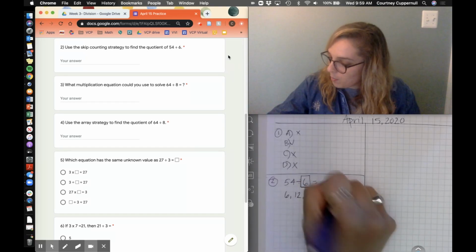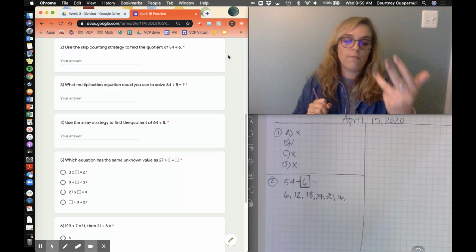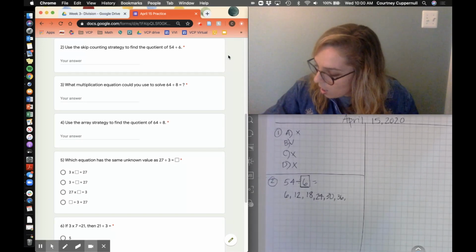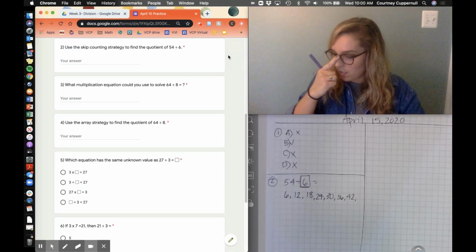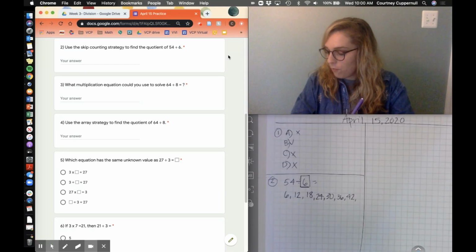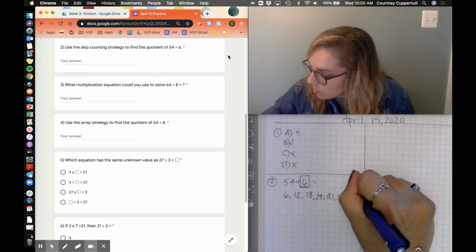I know 30 plus another 6 is just 36, 36, 37, 38, 39, 40, 41, 42. All I'm doing is raising 6 fingers and then writing the multiple of 6 that I land on when I hit my 6th finger. 42. I know that 2 plus 6 is 8, so this is going to be 48.